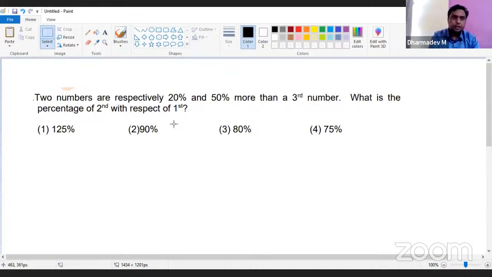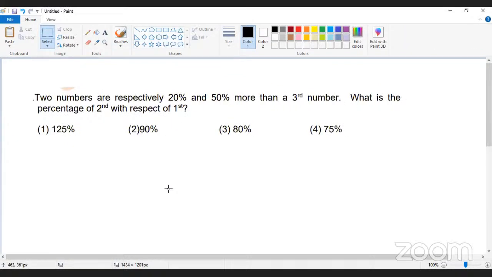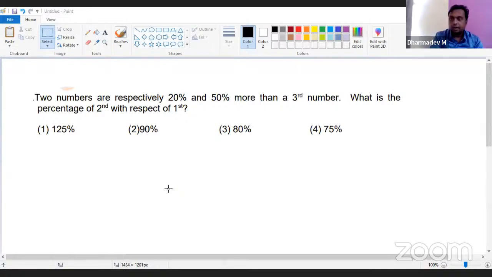Okay, two numbers are respectively 20% and 50% more than the third number. Okay, so in that case, you have it on your YouTube also, Leslie. So he's getting 20% and 50% more than the third number. What is the percentage of the second one with respect to the first?